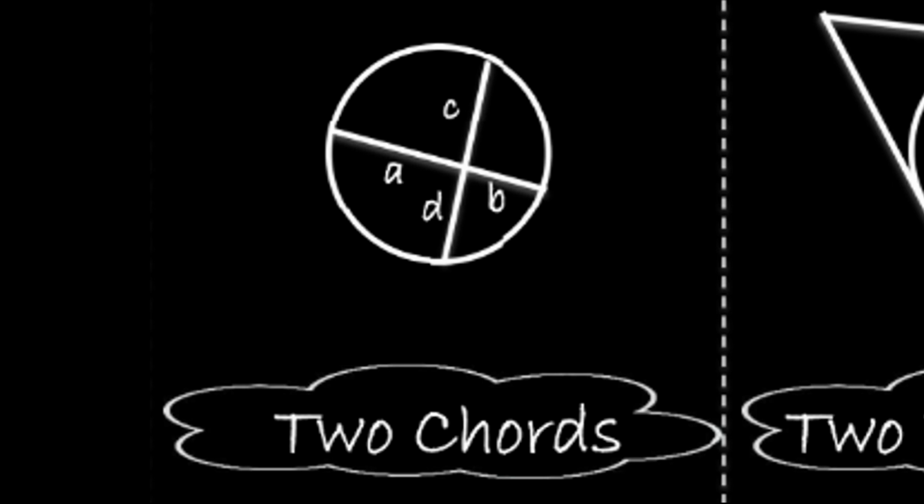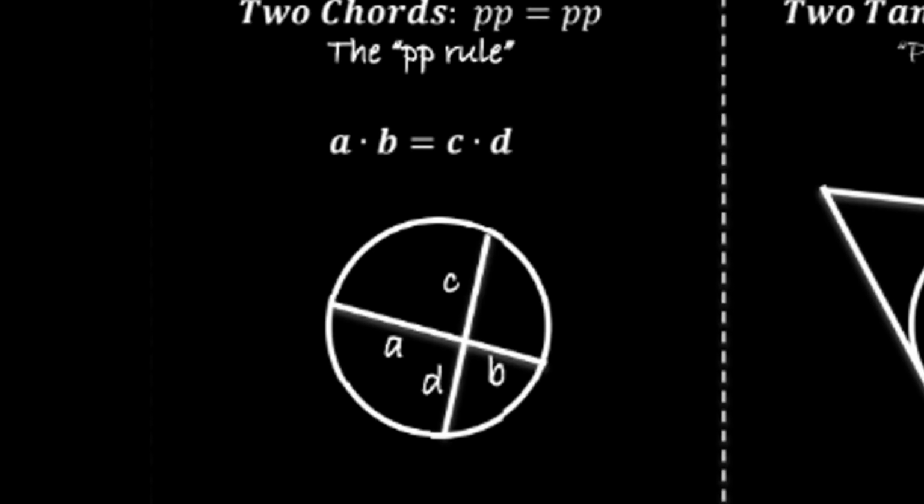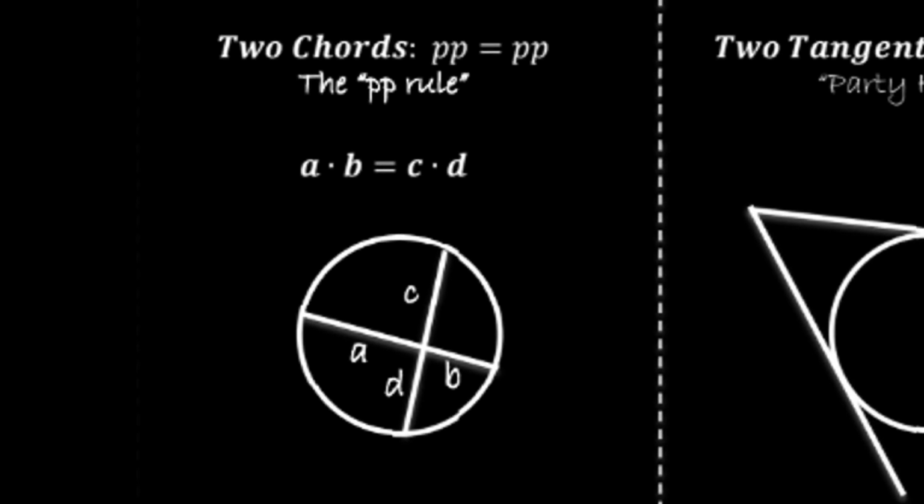Yes, a segment that goes from one side of the circle to the other. Is it necessarily through the center? No, it's not. Now, here we have 2 chords intersecting. Whenever we have 2 chords intersecting, we use what is called the PP rule. Part times part equals part times part.